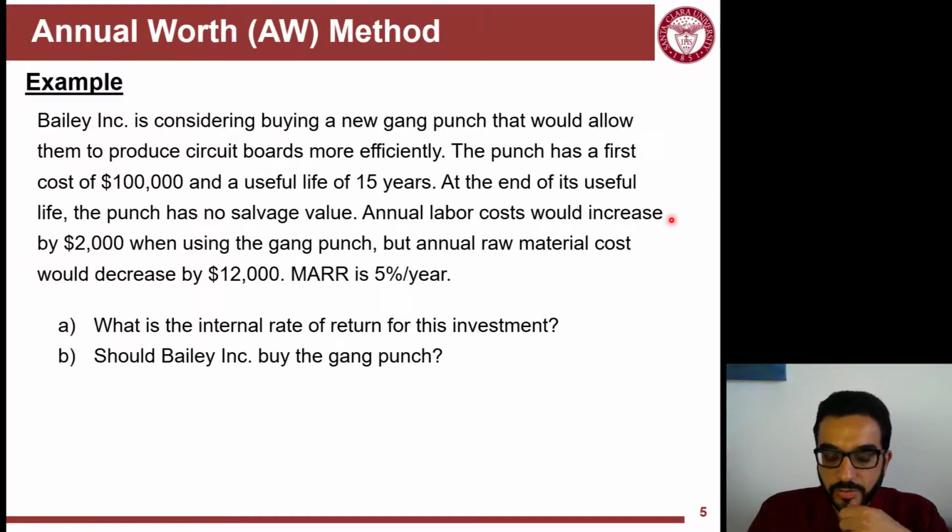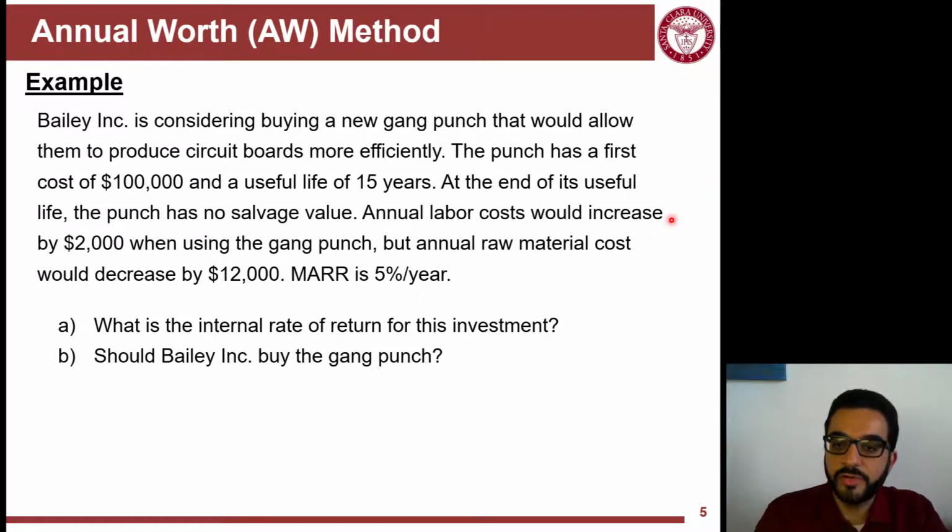So these are the reasons why IRR is kind of the most popular way of comparing between alternatives. So let's go over examples. So this company here is considering buying this new machine, a gang punch machine.